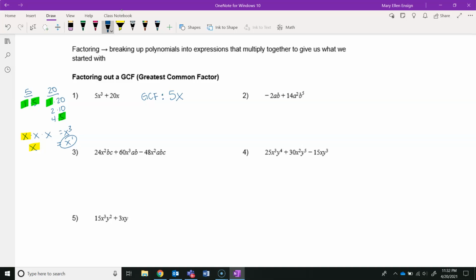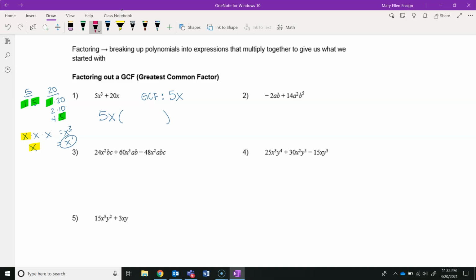Now this right here that I'm writing is sort of like a preliminary step. Because remember that factoring means I'm breaking up that polynomial into expressions that multiply together to give us what we started with. So if I just said, oh, my answer is 5x, well, 5x is not the same thing as 5x cubed plus 20x. It's part of it. So for my actual answer, I'm going to write that GCF, and then in one set of parentheses, I'm going to write what's left from each of those terms.